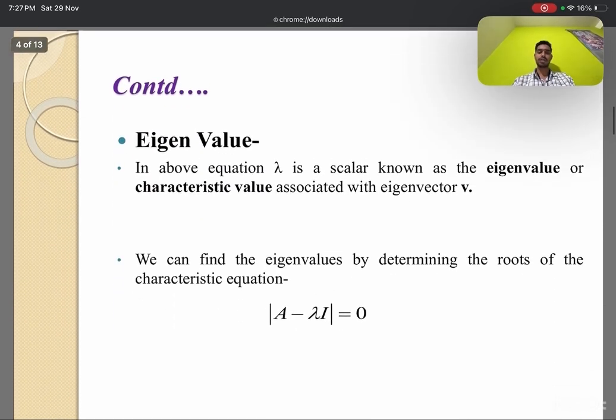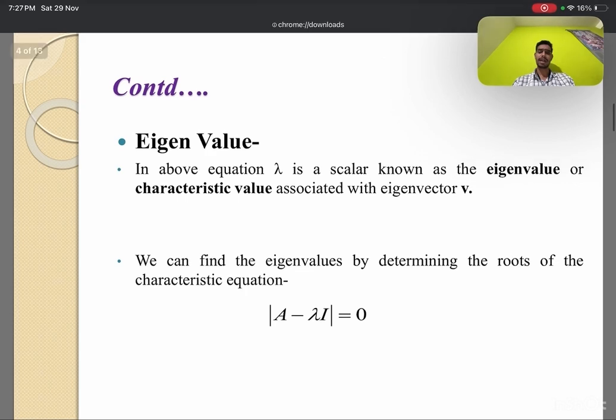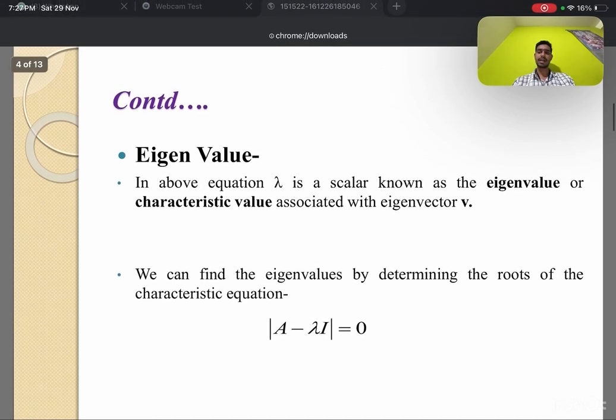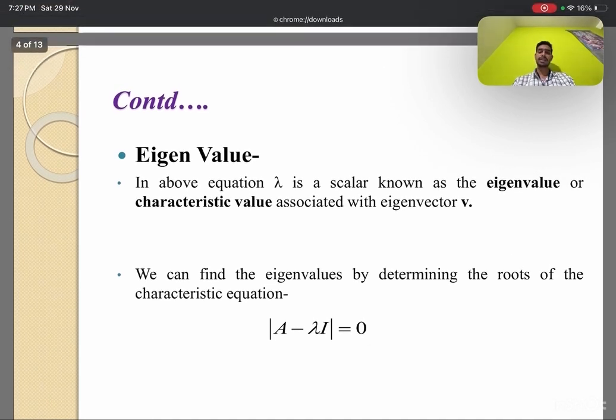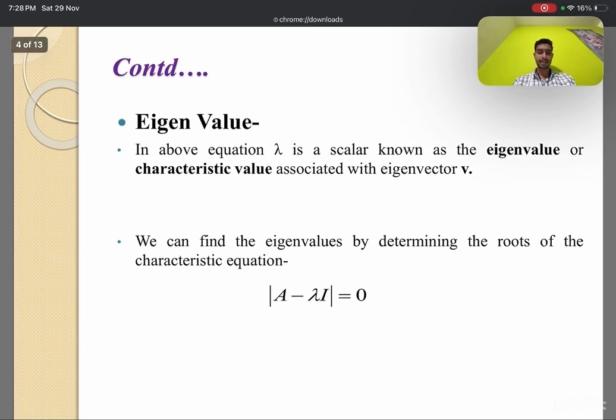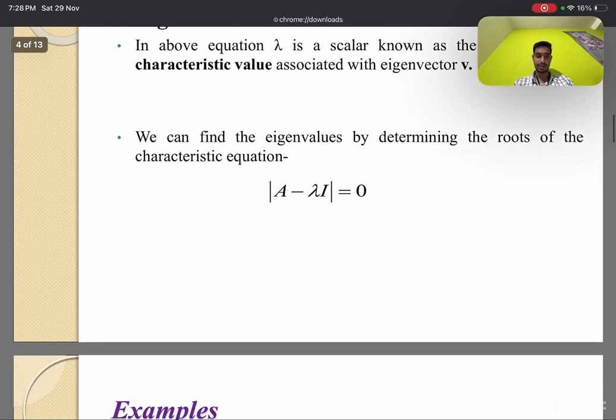Continuing, eigenvalues, on the other hand: in the above equation lambda is a scalar known as the eigenvalue or characteristic value associated with eigenvector v. We can find the eigenvalues by determining the roots of the characteristic equation, determinant of A minus lambda times I, where I is the identity matrix, which is shown in this PDF.